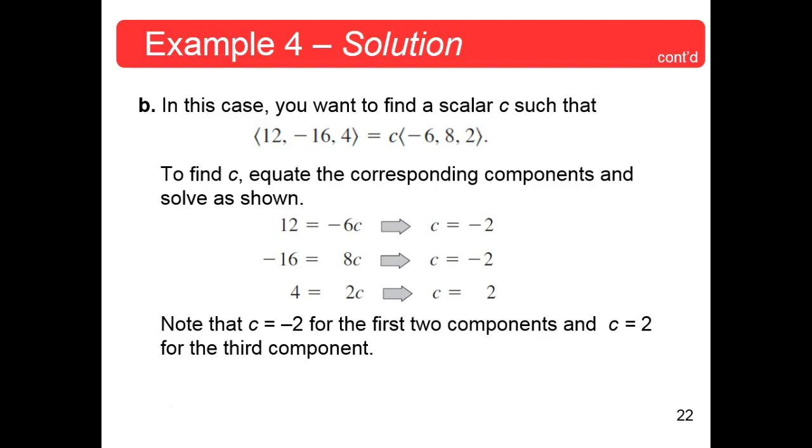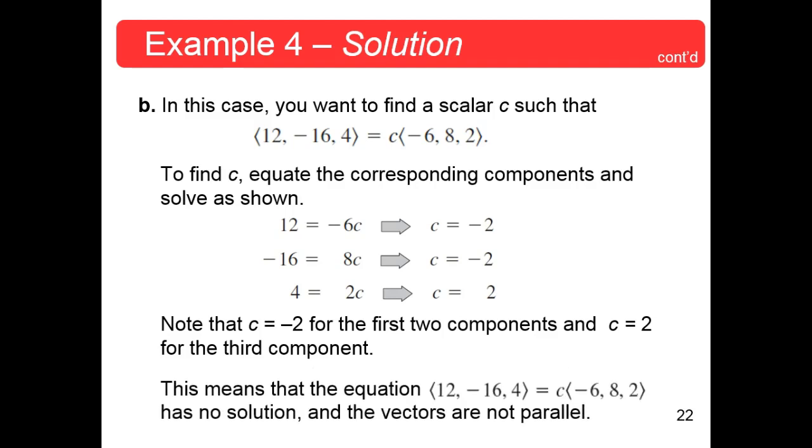The ratio of those: 12 is equal to negative 6 times C. That would have C equal negative 2. Okay. Negative 16 is equal to 8 times C. That would be C is equal to negative 2. Fine. But 4 is equal to 2C. C is equal to positive 2, not negative. So therefore, it's not parallel. Good deal. This means that the equation that has no solution, the vectors are not parallel.